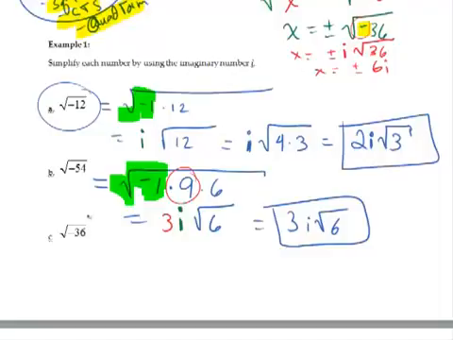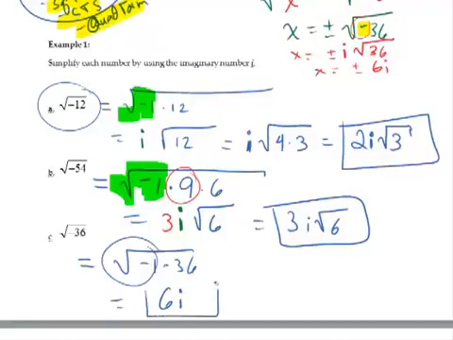And if you have a perfect square number, like square root of negative 36, we simply say, well, that's negative 1 times 36. The square root of 36 is 6, and the square root of negative 1 is i. So we get 6i as our answer.